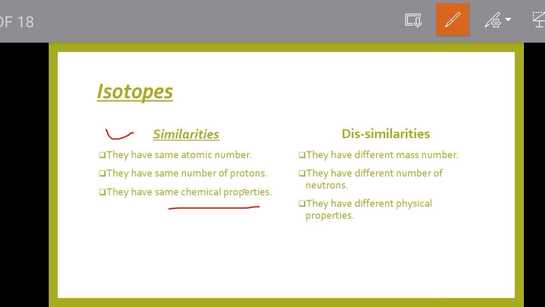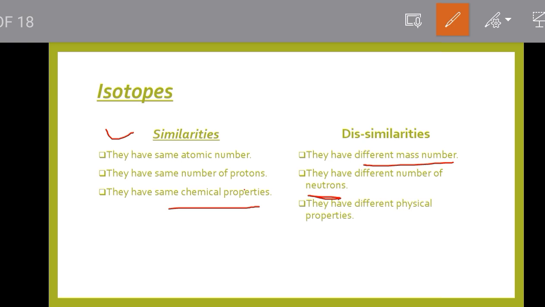While their dissimilarities are that they have different mass numbers. What is the mass number? Mass number is a combination of protons and neutrons. So they have the same number of protons, but they have different numbers of neutrons. When they have different numbers of neutrons, automatically the mass of the atom will change. So their mass number is different, and their physical properties are also different.